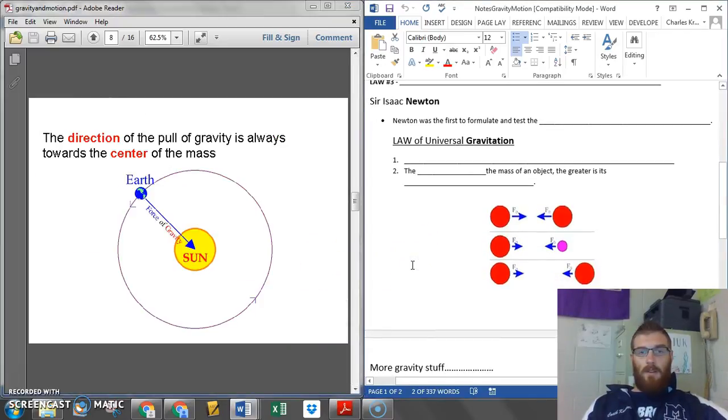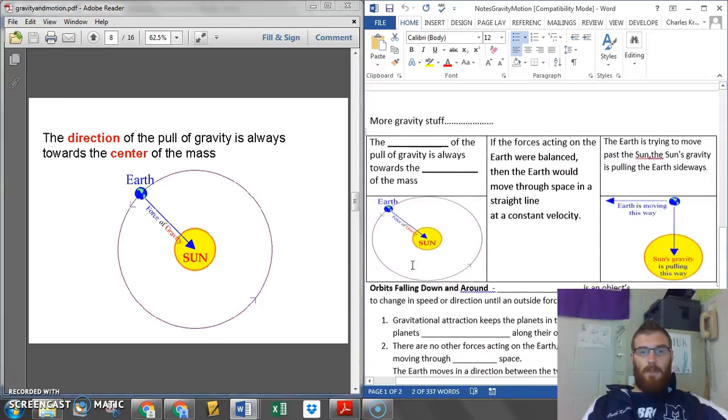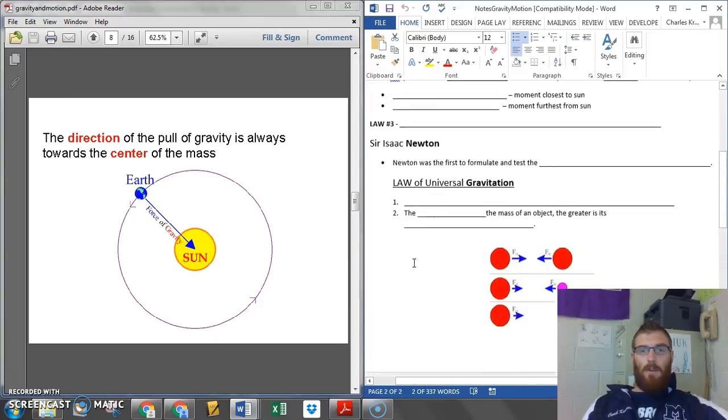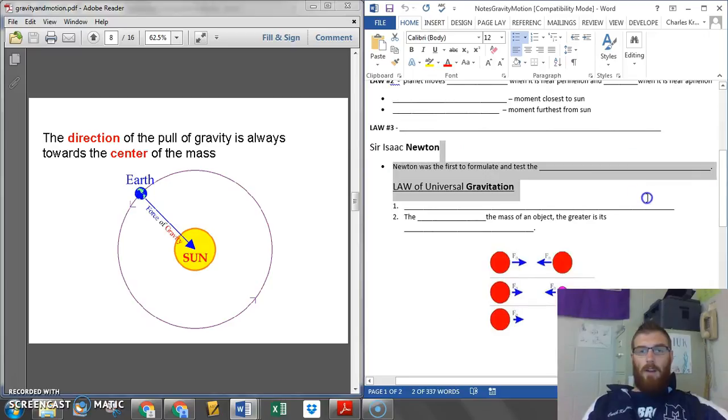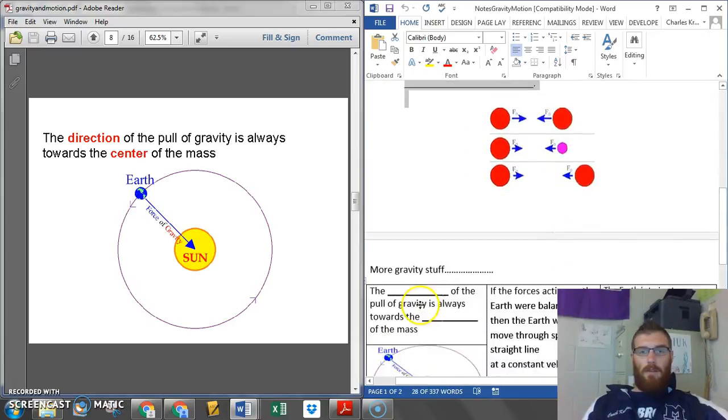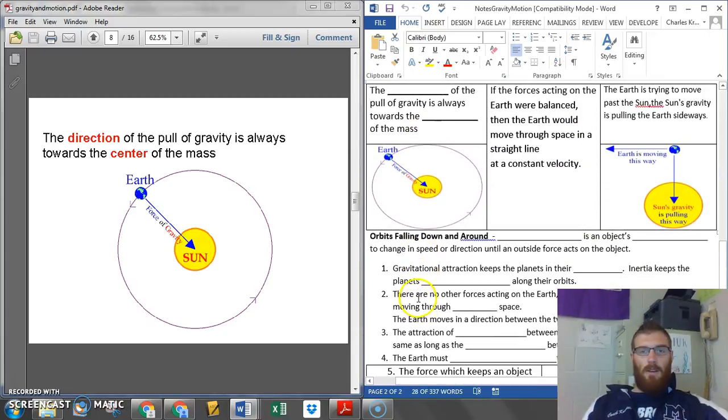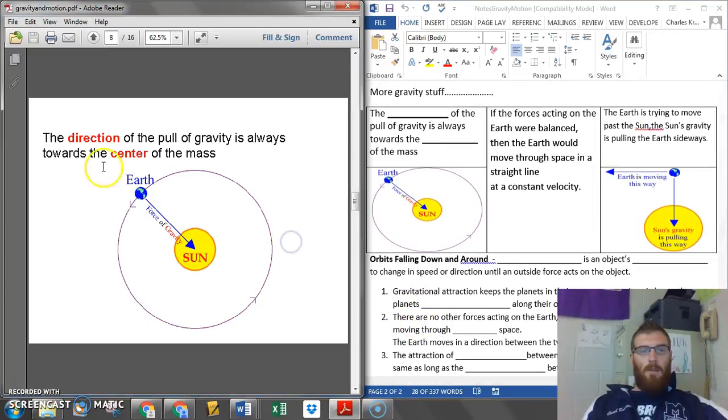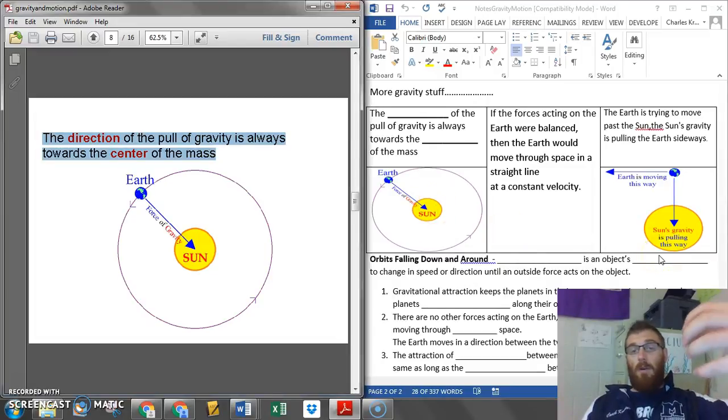Okay, I'm going to keep moving here. Oh, you can plug those in to these areas of the notes. So the direction of the pull of gravity is always towards the center of mass, meaning everything in this is going to get pulled towards the middle. And you can put those in here.